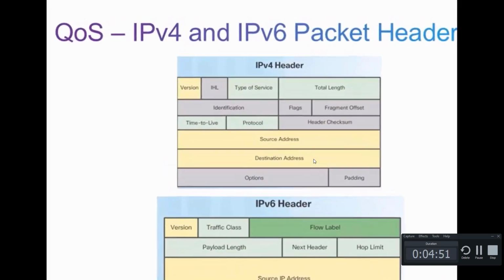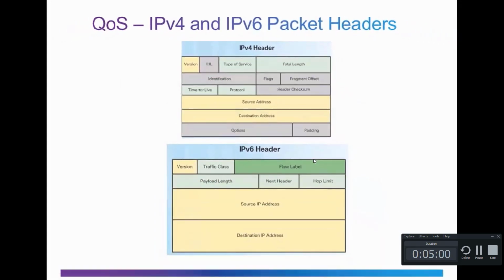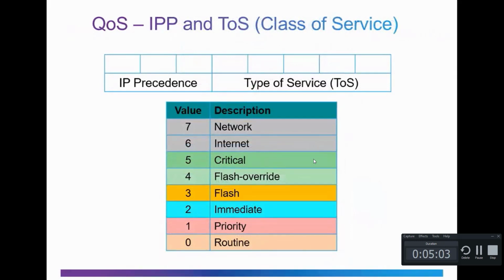At layer 3, QoS is implemented in the IPv4 and IPv6 packet headers in the type of service field and the traffic class field. In the older implementation, class of service at layer 3 was implemented using IPP and TOS. The IP precedence is 3 bits, and the type of service is 5 bits, and you can see them there in the 8 bits. The classifications have 8 levels, which map to the layer 2 class of service. You can see there routine, priority, immediate, flash, flash override, and critical. Once again, values 6 and 7 are reserved for network control information.